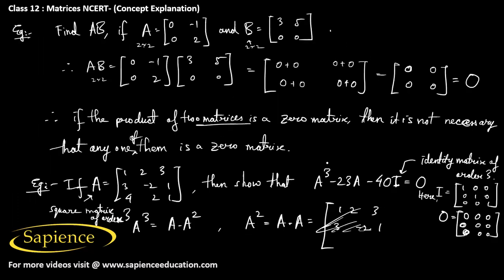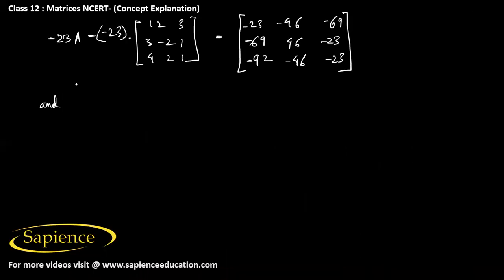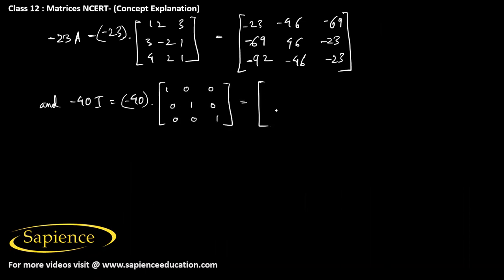And it is written minus 40I, so this will be minus 40 into I, where I is the identity matrix of the order 3. So it will be 1, 0, 0, 0, 1, 0, 0, 0, 1. So this will be equal to minus 40, 0, 0, 0, minus 40, 0, and 0, 0, minus 40. So it is a scalar matrix.